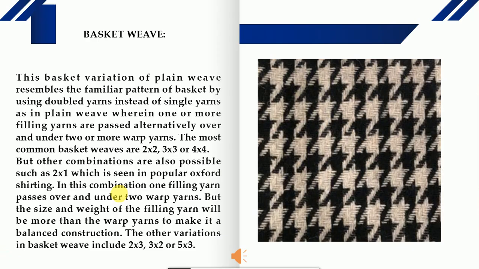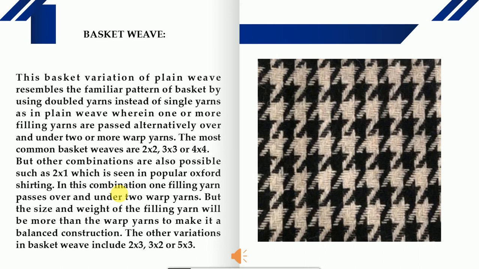This basket variation of plain weave resembles the familiar pattern of a basket by using doubled yarns instead of single yarns, as in plain weave, wherein one or more filling yarns are passed alternately over and under two or more warp yarns. The most common basket weaves are 2x2, 3x3 or 4x4.